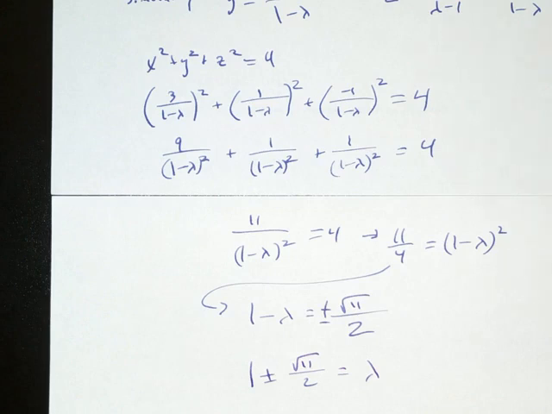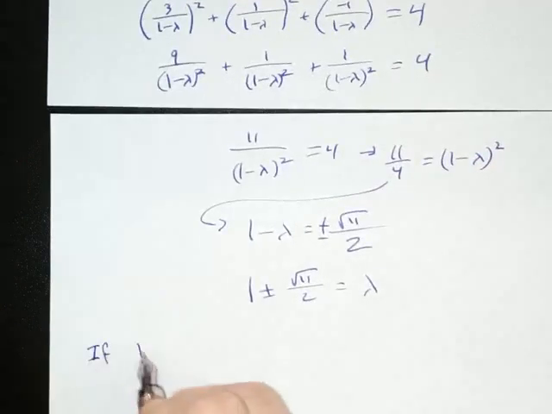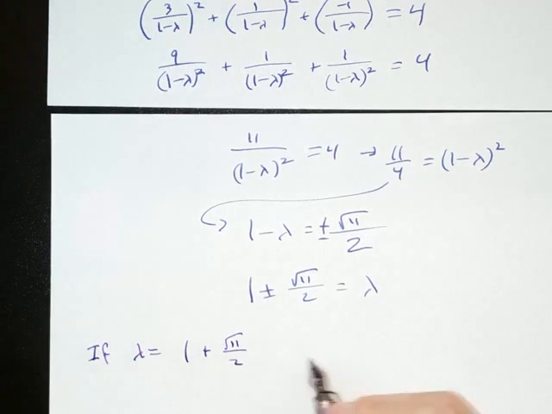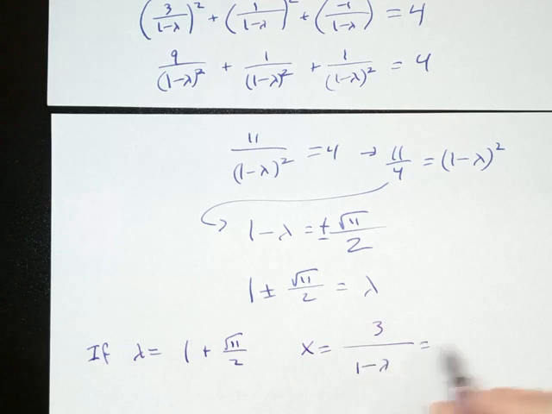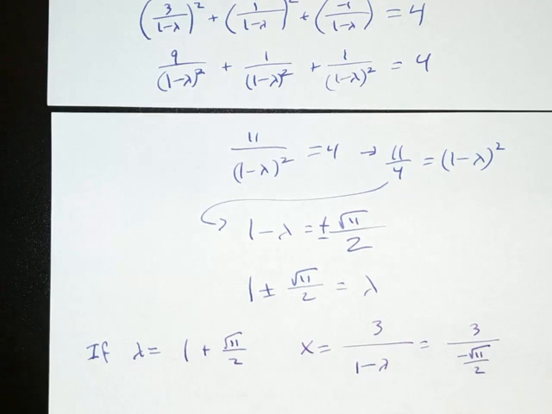One of those should give me the closest point. One of those should give me the furthest away point. Plug in to x and y and z. So, if lambda is 1 plus root 11 over 2, then x is 3 over 1 minus lambda. That's 3 over negative root 11 over 2, because the 1's will cancel. That's negative 6 over root 11.